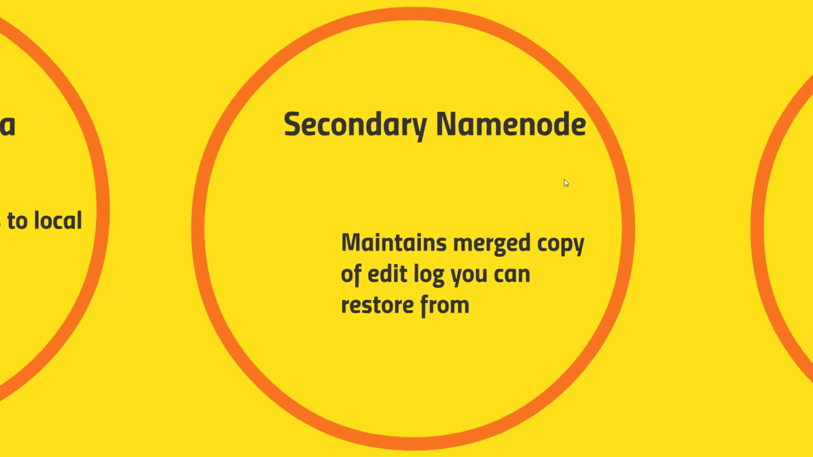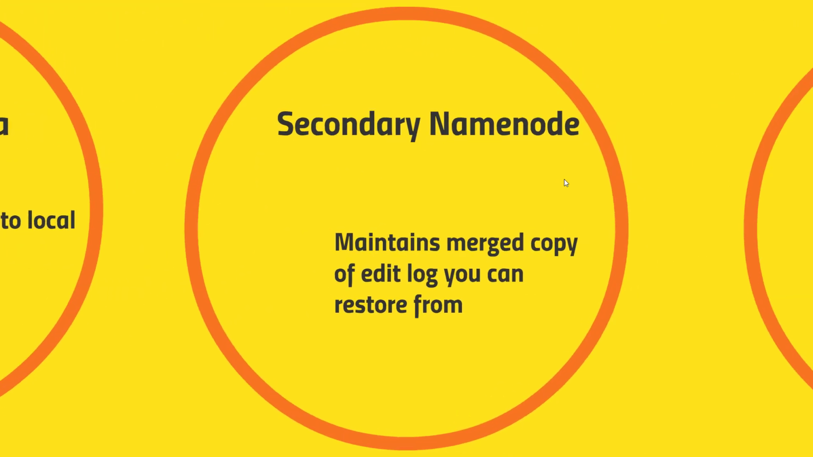You can also run secondary name nodes, and it's not actually what it sounds like. You're not running an actual second name node at the same time. It's not a hot backup. All it's doing is maintaining a merged copy of the edit log from your primary name node. So it's not really a name node per se, it's just maintaining a copy at all times of that edit log.